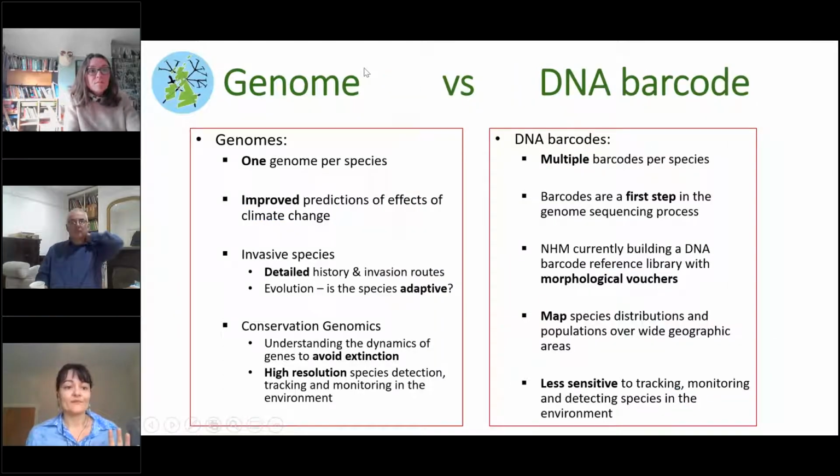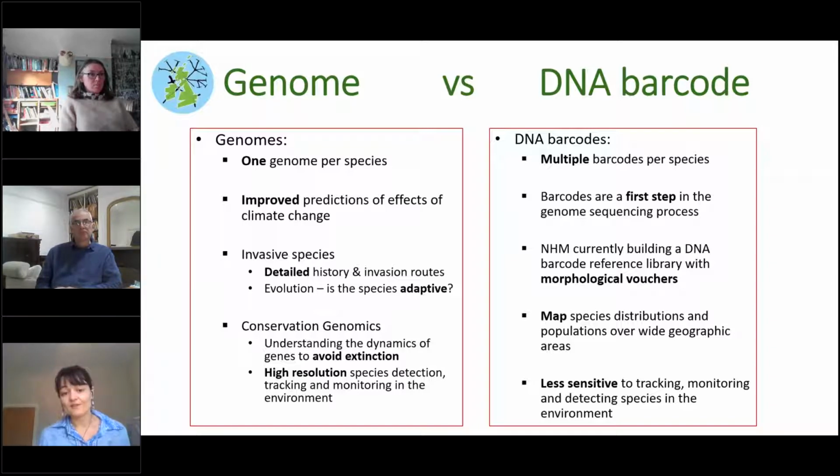To show you the benefits of genomes and barcodes, with a genome you generally do about one genome per species because it's quite a long, costly process, but it can give you improved predictions of the effects of climate change on biodiversity. You can use it with invasive species and get really detailed history and invasion routes for species, as well as looking into the adaptiveness of a species. Does it have the potential to be invasive if it's introduced somewhere?